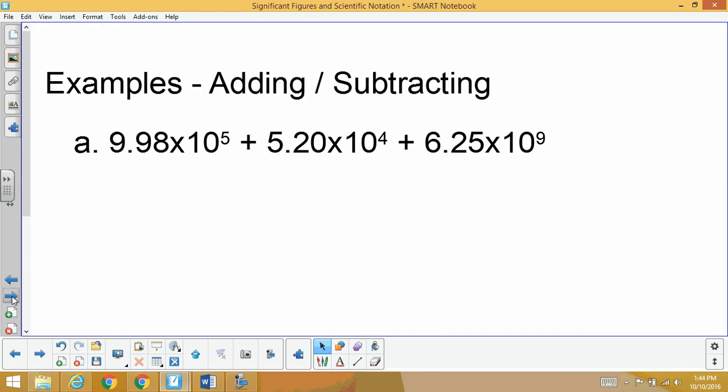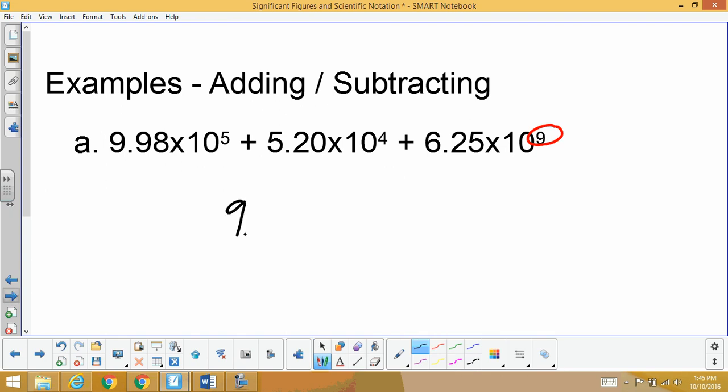Here's our first example. 9.98 times 10 to the 5th plus 5.20 times 10 to the 4th plus 6.25 times 10 to the 9th. Just like we did before, we've got to figure out which one has the largest exponent. So the largest exponent is going to be our times 10 to the 9th. Now what we have to do is stack it, just like with sig figs.